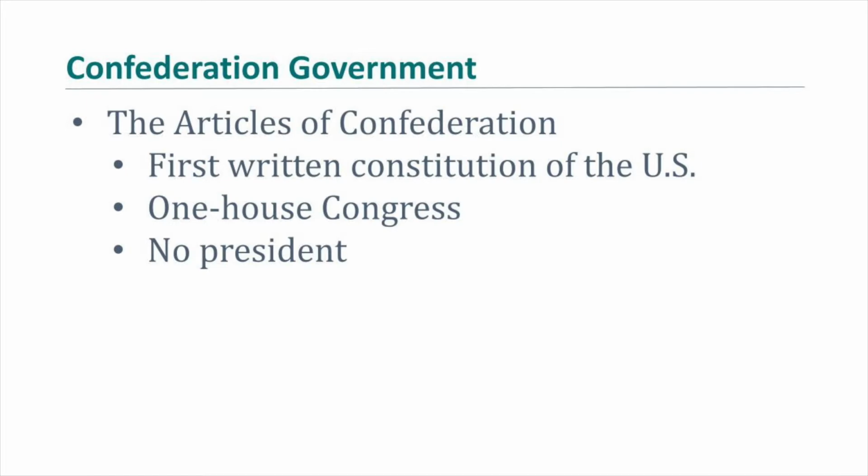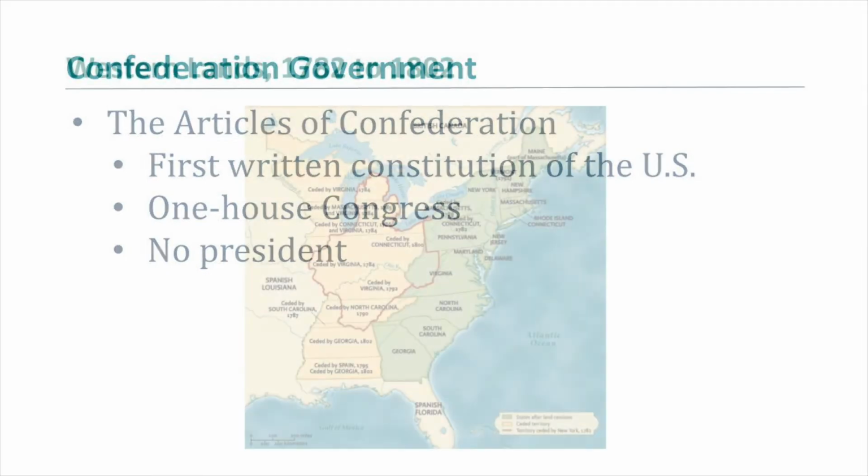And although the Articles made a strong central government impossible, they did enable the states to surrender their disputed claims to Western lands and give them to the federal government. That's perhaps the most important achievement of the Articles of Confederation, the idea to hand over Western territorial control to the federal government.